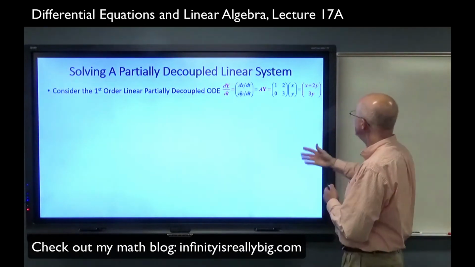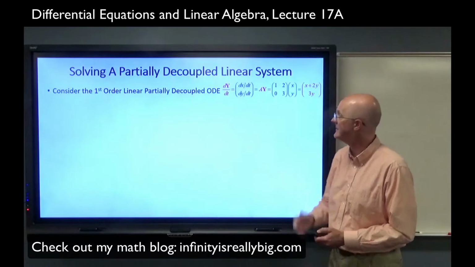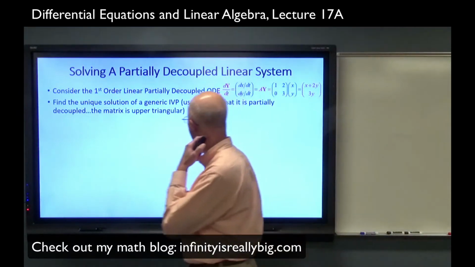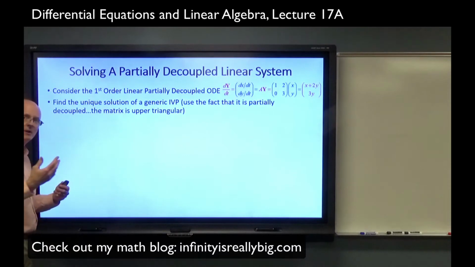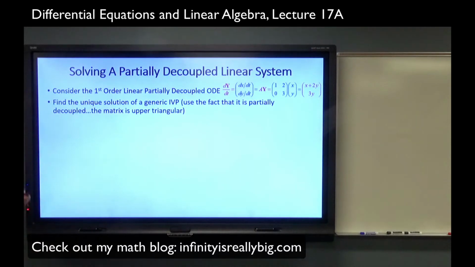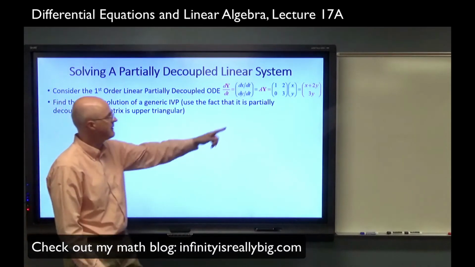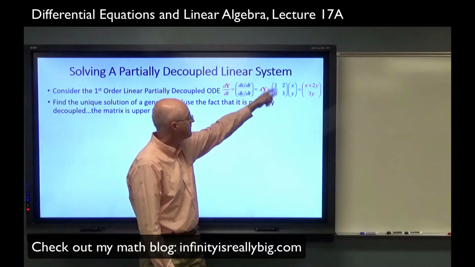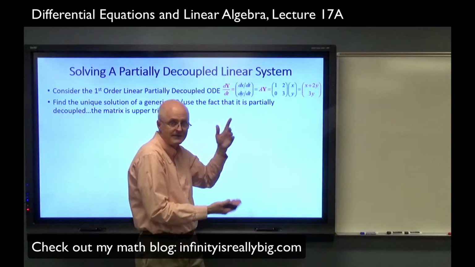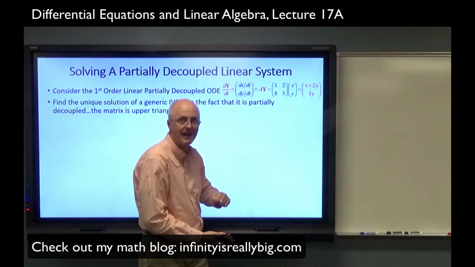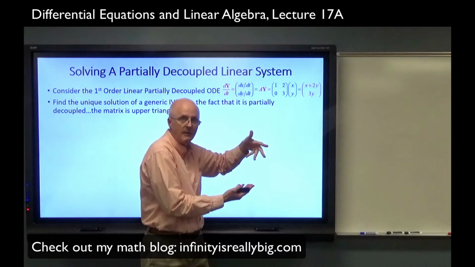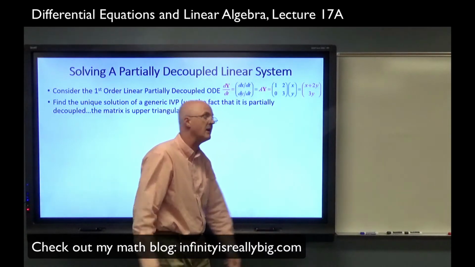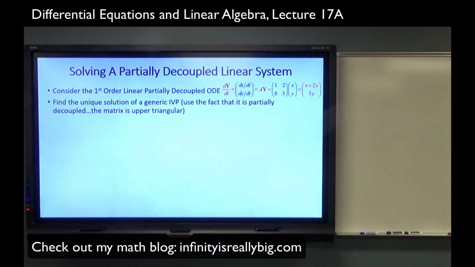Okay? Then we can use that to find dx dt. Here are the details. We're going to find a unique solution of a generic IVP, meaning for a particular initial condition that I'm going to label x0, y0. Again, using the fact that it's a partially decoupled system, the matrix in question right here is what's called upper triangular. Below the main diagonal, you have all zeros. In this case, just one spot below the main diagonal. It's a 0. It's this triangle up here in the upper right portion that consists of the possibly non-zero numbers. In this case, they're all non-zero.